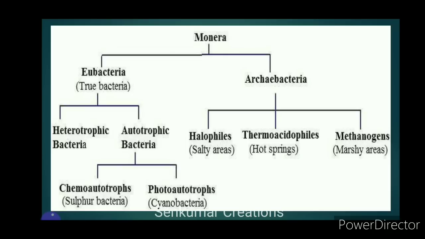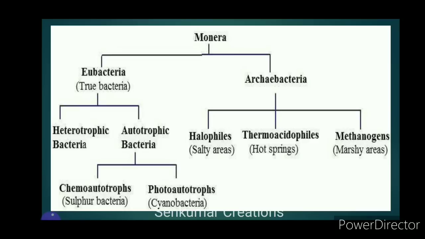Eubacteria is classified again into two groups: heterotrophic bacteria and autotrophic bacteria. This is according to the mode of nutrition. Heterotrophic bacteria are not able to produce their own food by photosynthesis. They have no chlorophyll pigment, so they are called heterotrophic. They depend on other organisms for food. Autotrophic bacteria can make their own food by the process of photosynthesis.